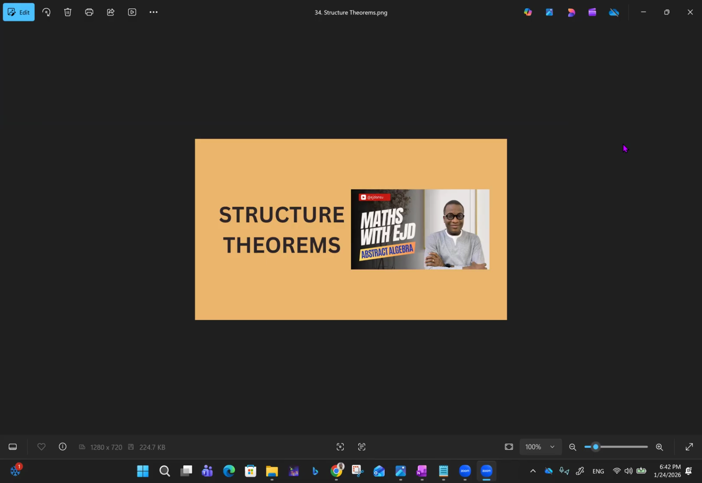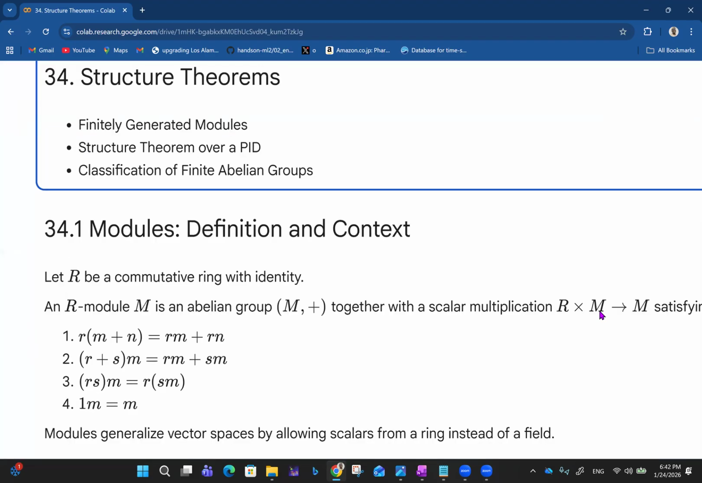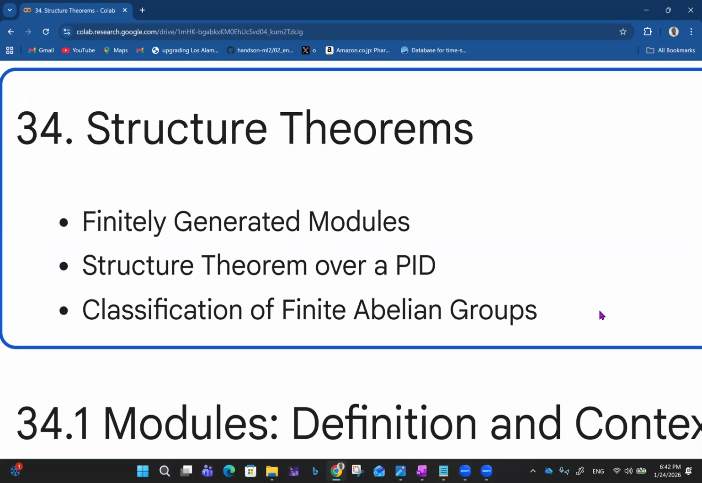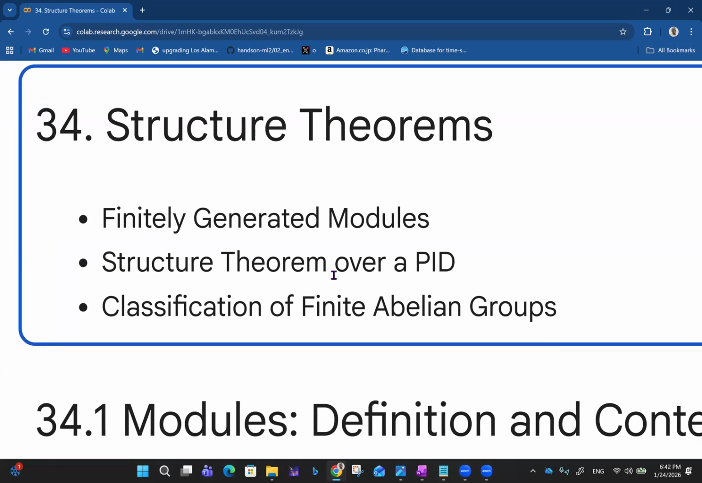So we saw modules in the last video, which we saw to be a generalization of the idea of vector spaces as we see in linear algebra mostly. So let's talk about the structure theorem. For structure theorems, we'll be talking about finitely generated modules, the structure theorem over a PID, that's principal ideal domain. I think we talked about PIDs and these other concepts when I talked about domains at some point. Then classification of finite Abelian groups.